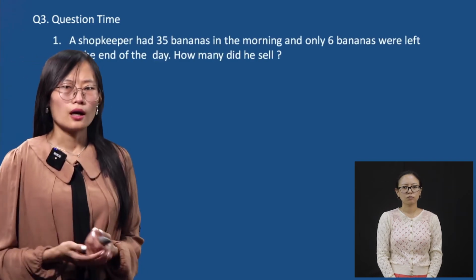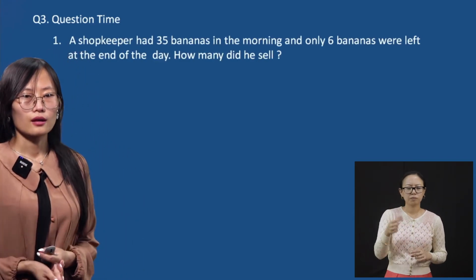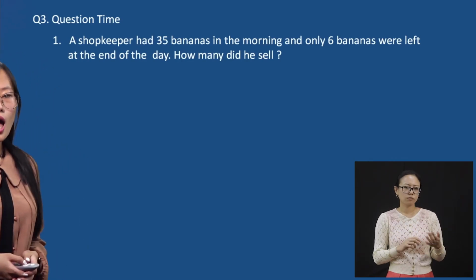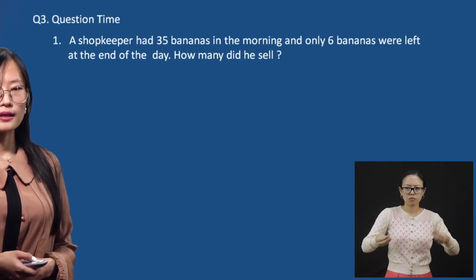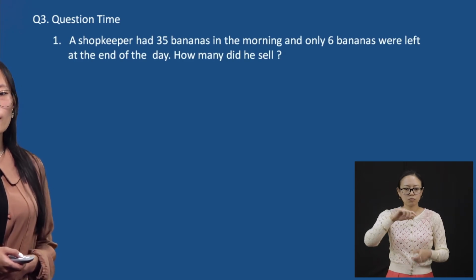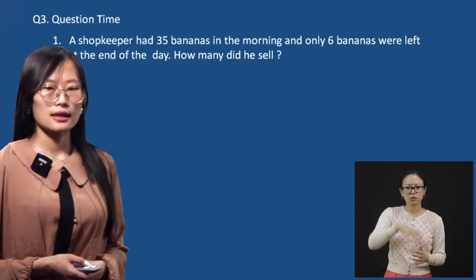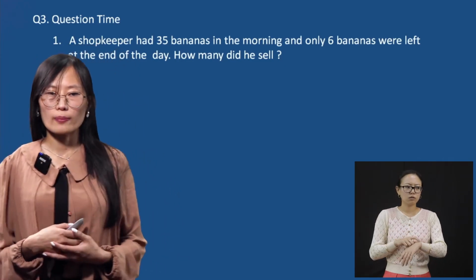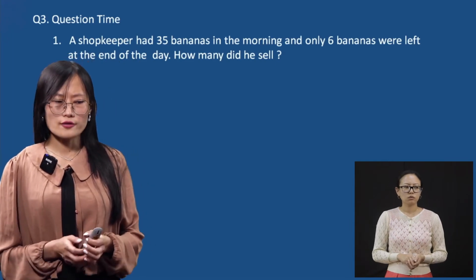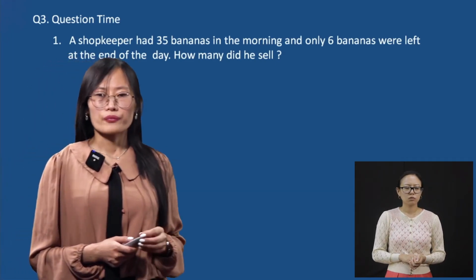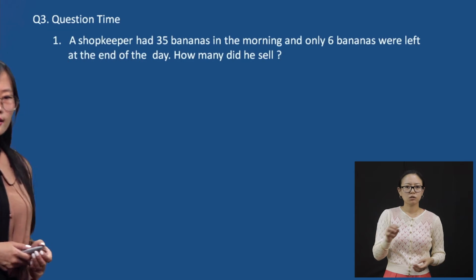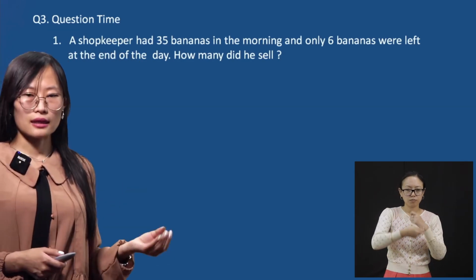Now let's do some word problems. Let's read the question. 1. A shopkeeper had 35 bananas in the morning, and only 6 bananas were left at the end of the day. How many did he sell? So in the morning, the shopkeeper had 35 bananas, and at the end of the day, in the evening, you have only 6 bananas. So the question here is asking us, how many did he sell?